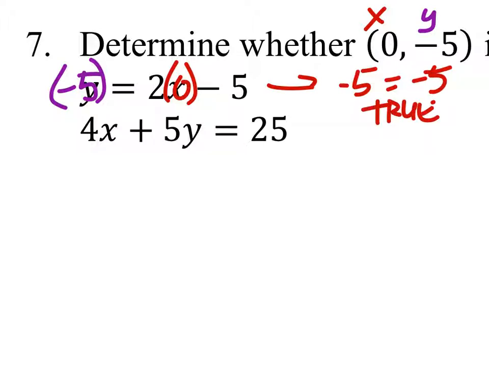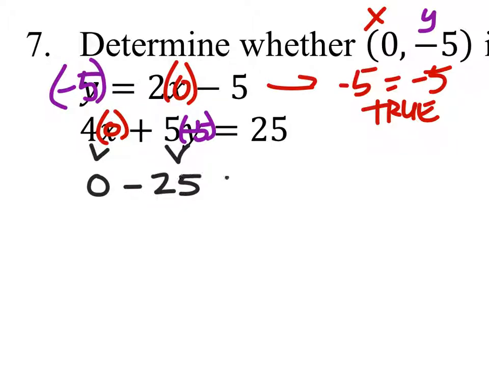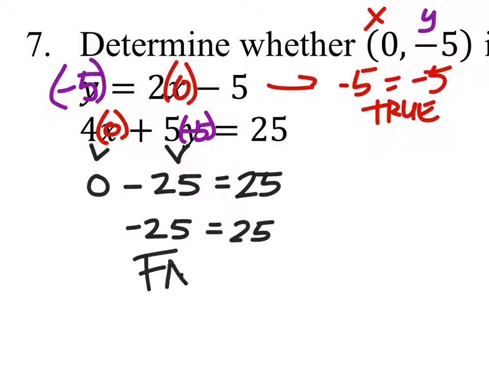That's good. What about the next equation? So again, x we'll replace with 0, and y with -5. So solving this, 4 times 0 is 0, 5 times -5 is -25. Does this equal 25? 0 minus 25 is -25, which I can do in a calculator if I need it. Now I've got -25 equals 25. Is that true? Nope. Owing someone $25 is not the same as having $25. So this one is false, therefore this one is not a solution.